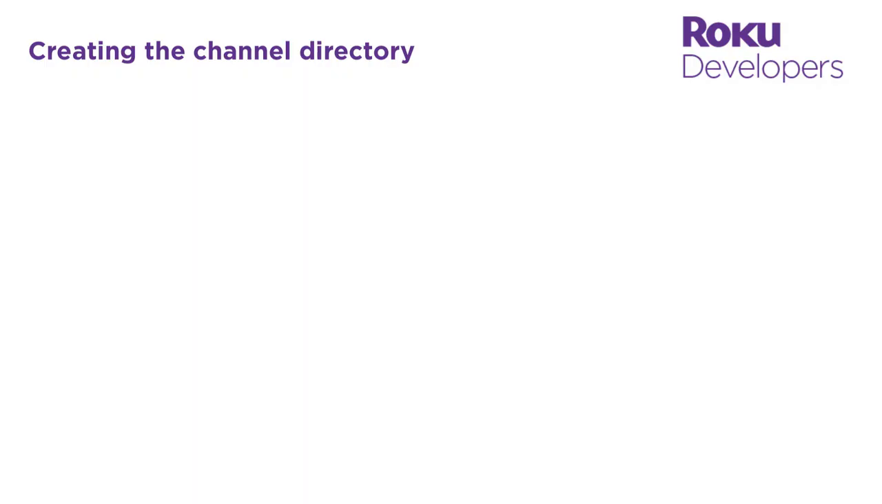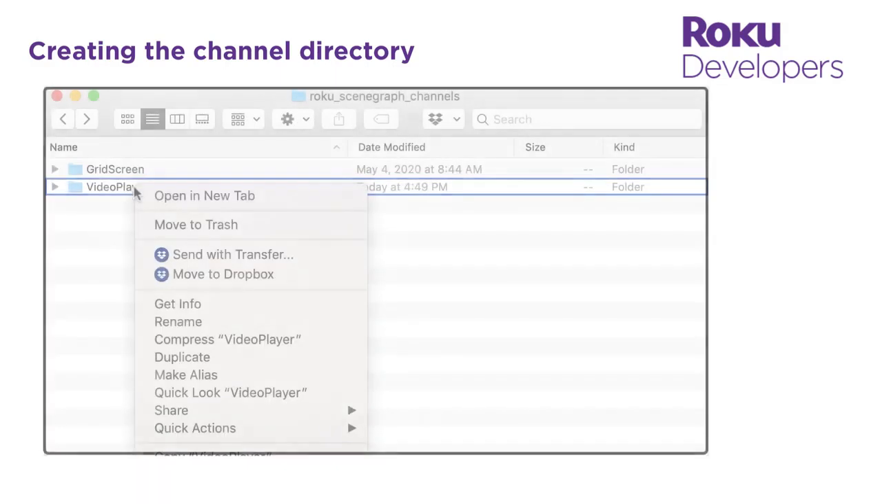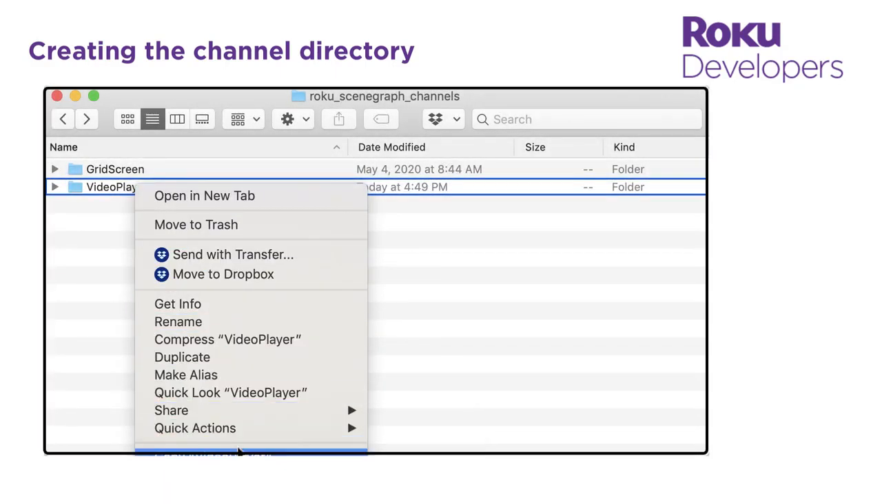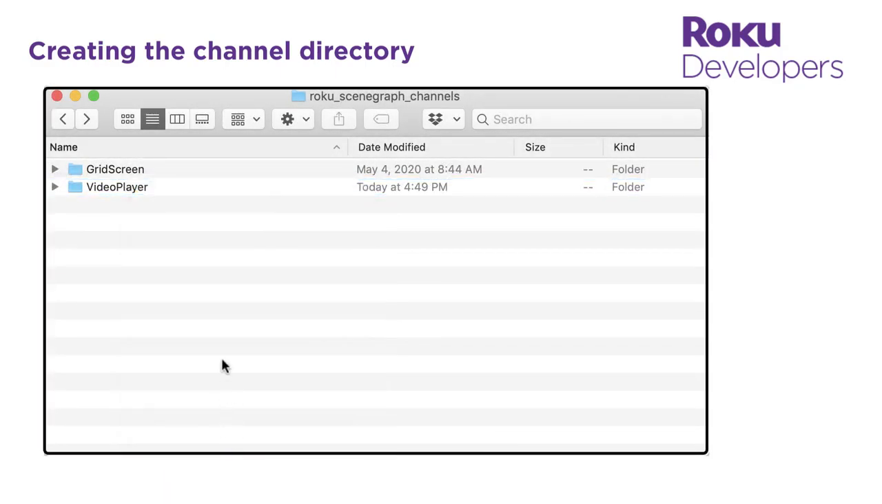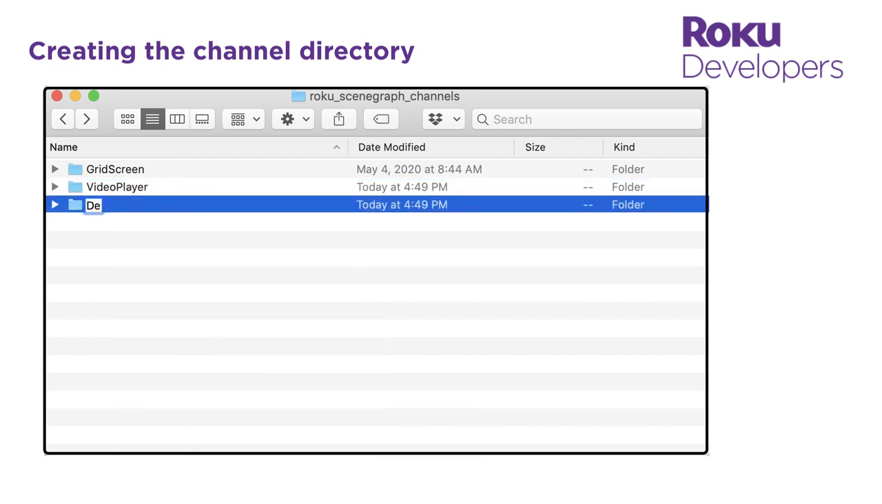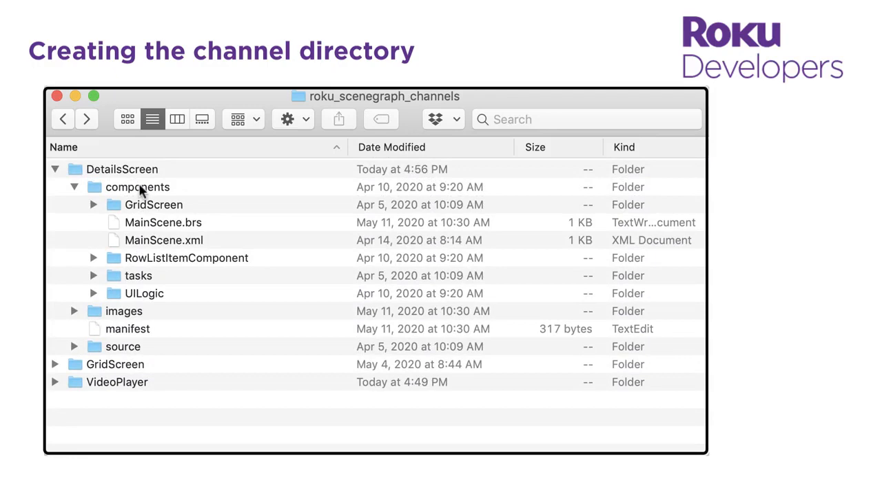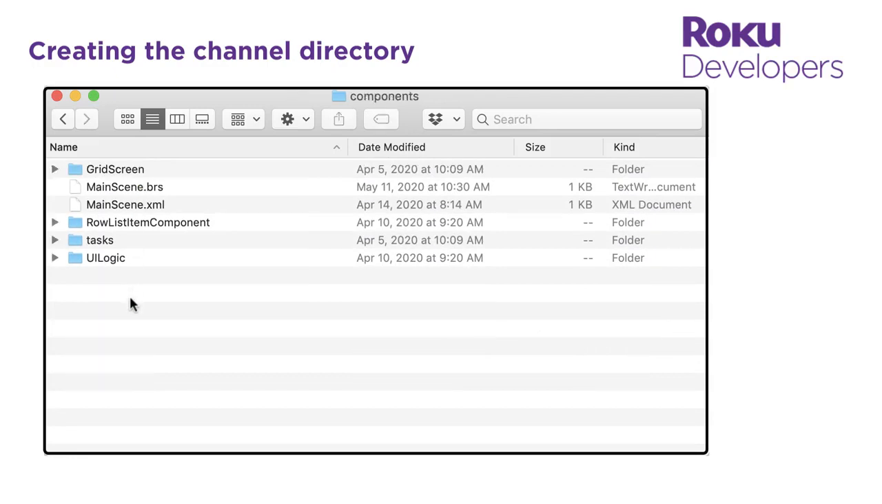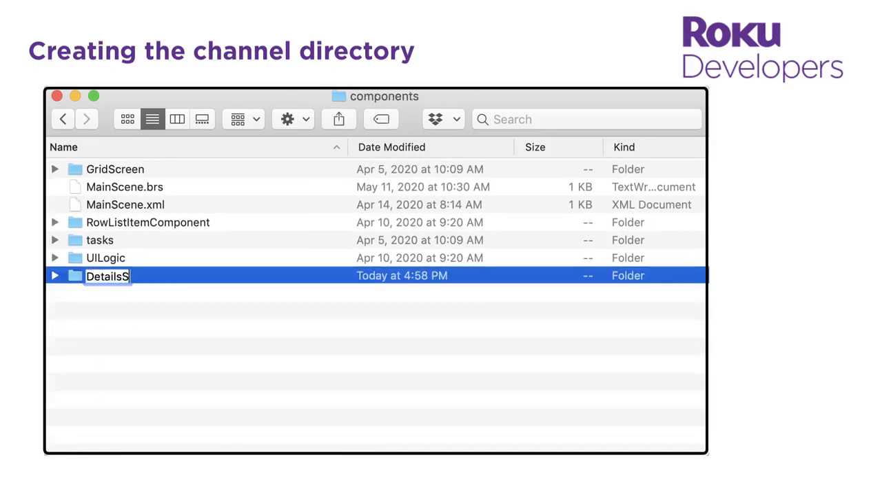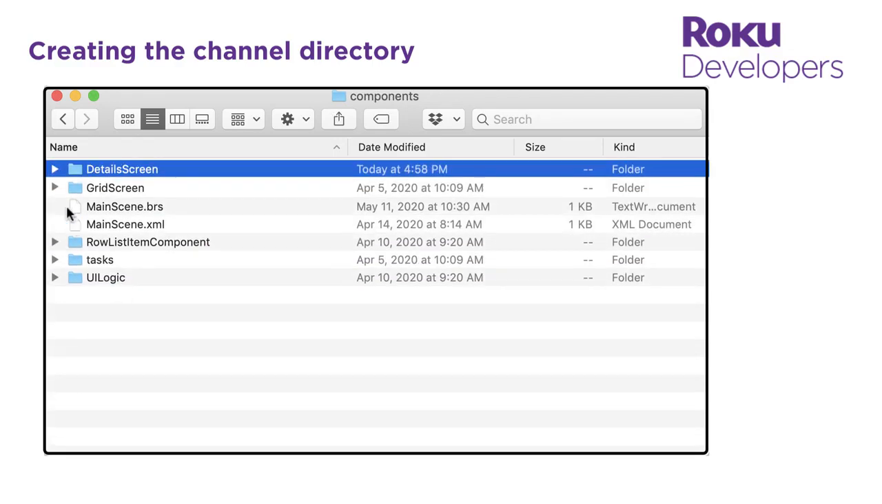Once again, the first thing we're going to do is to clone the previous example. So let's copy the video player example, paste it, and rename it Detail Screen. Now let's expand the Detail Screen folder, expand the Components folder, and then create a new folder and name it Detail Screen. This is where we're going to create our new Detail Screen component.